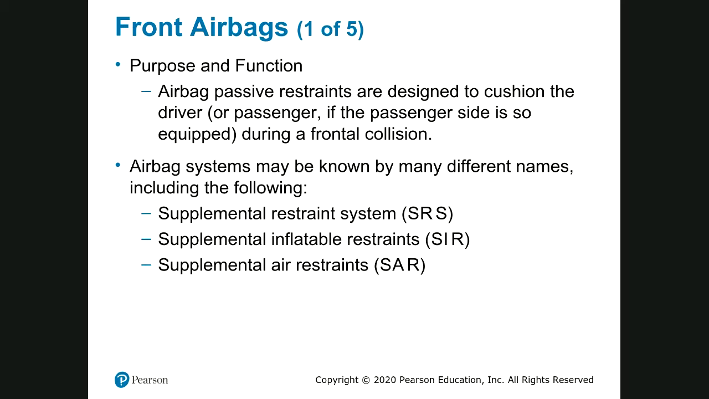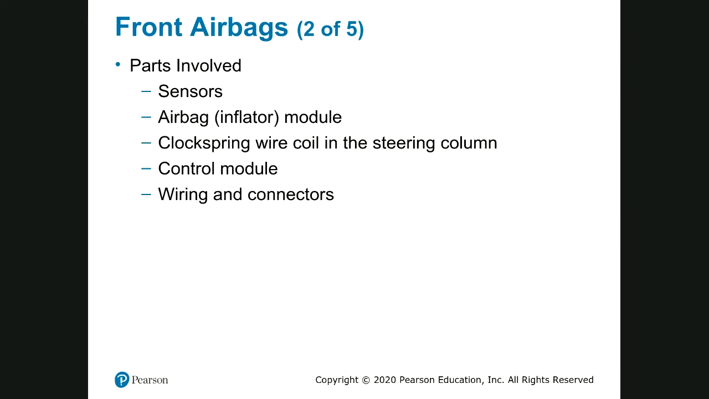All right, so let's go to the next slide, part two of five for airbags. Parts that are involved in airbags: you've got your sensors, the airbag inflator module, the clock spring, which is the wire coil in the steering column that allows the airbag to work while you're turning the steering wheel in all kinds of directions, the control module, and the wiring and all the correct connectors.